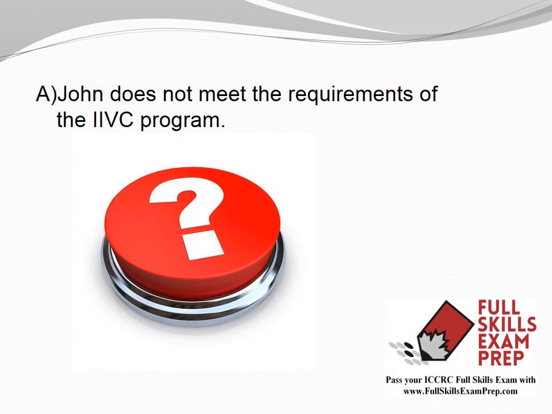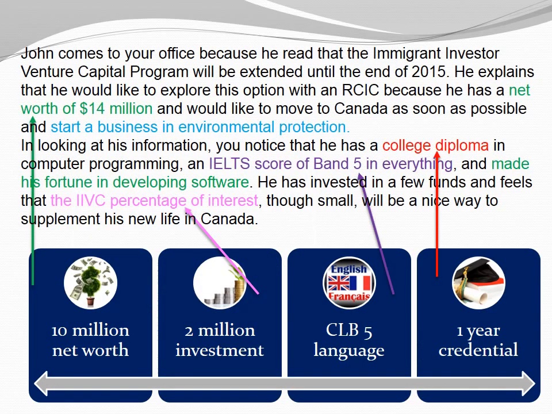All right, let's take a look at A. So John does not meet the requirements of the IIVC program. When we looked at those important parts of the scenario, you could see that he does meet all of those requirements. He does have that $10 million net worth. You can see he exceeds that quite a bit. He's got 14. You can see that $2 million investment as well. So it seems that he's interested in that $2 million investment as well and capable to do it. His language score is okay. And his education, of course, matches the requirements as well.